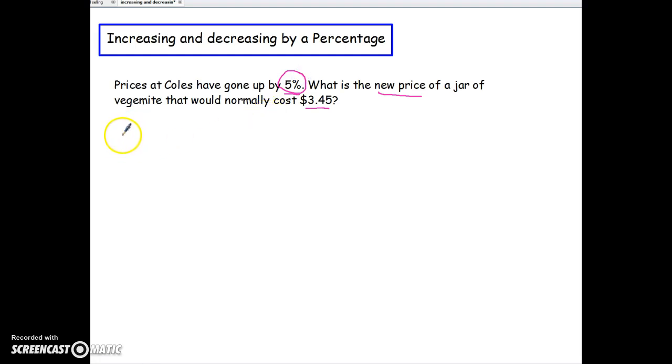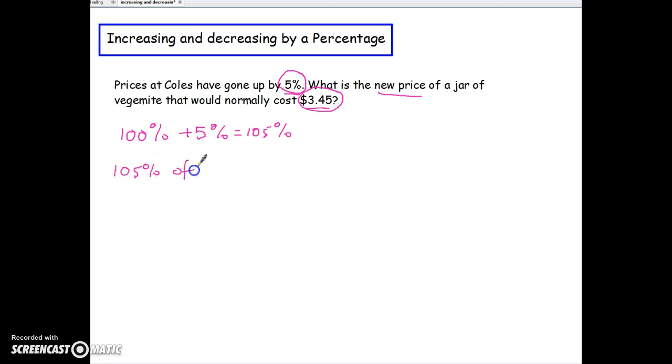Now, in order to do this, you need to look at the fact that if prices don't change, it's still 100% of what it was. 100% is just no change. 100% attendance means everyone's there. If I want to go up by 5%, I need to add 5% onto that. So I've now got 105%. So what I'm now going to have to find is what 105% of $3.45 is.